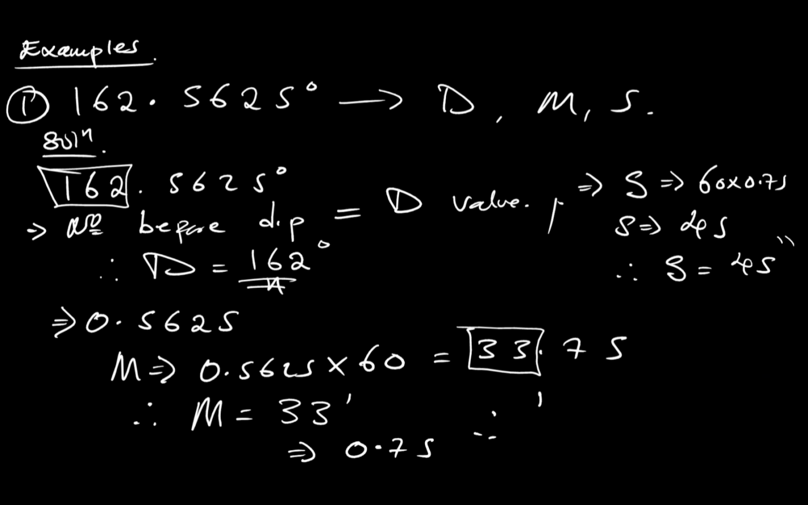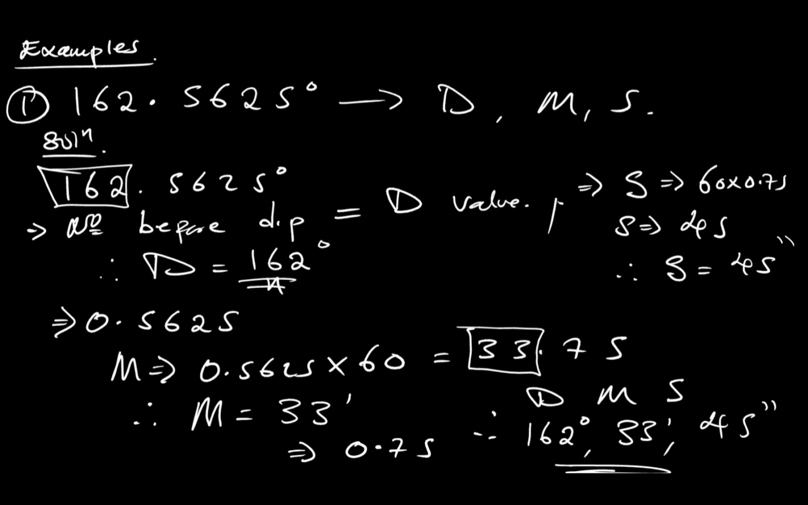Therefore, we'll say that our DMS is: the degree that we have is simply 162 degrees, the minutes we have is 33, and the seconds we have is 45 seconds. And this is our answer.